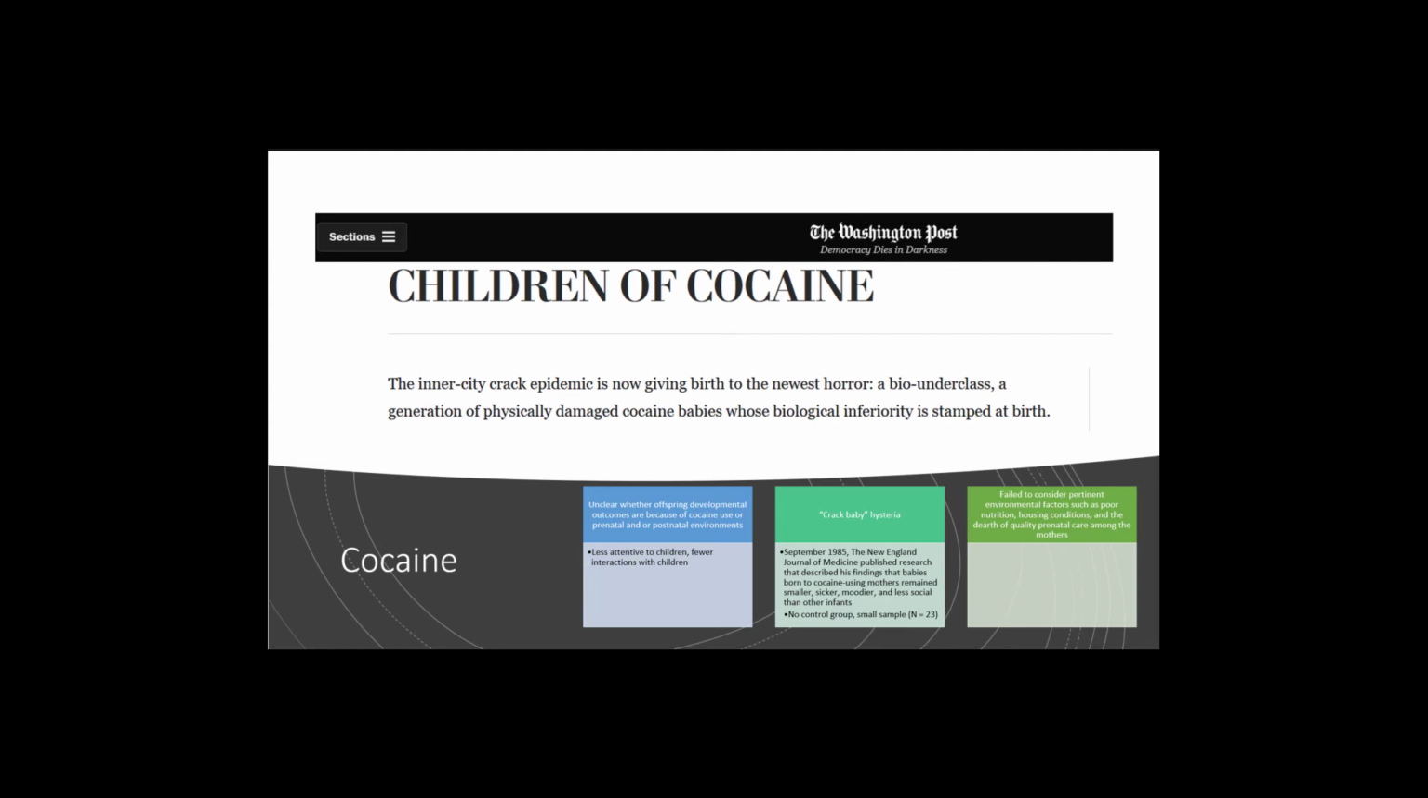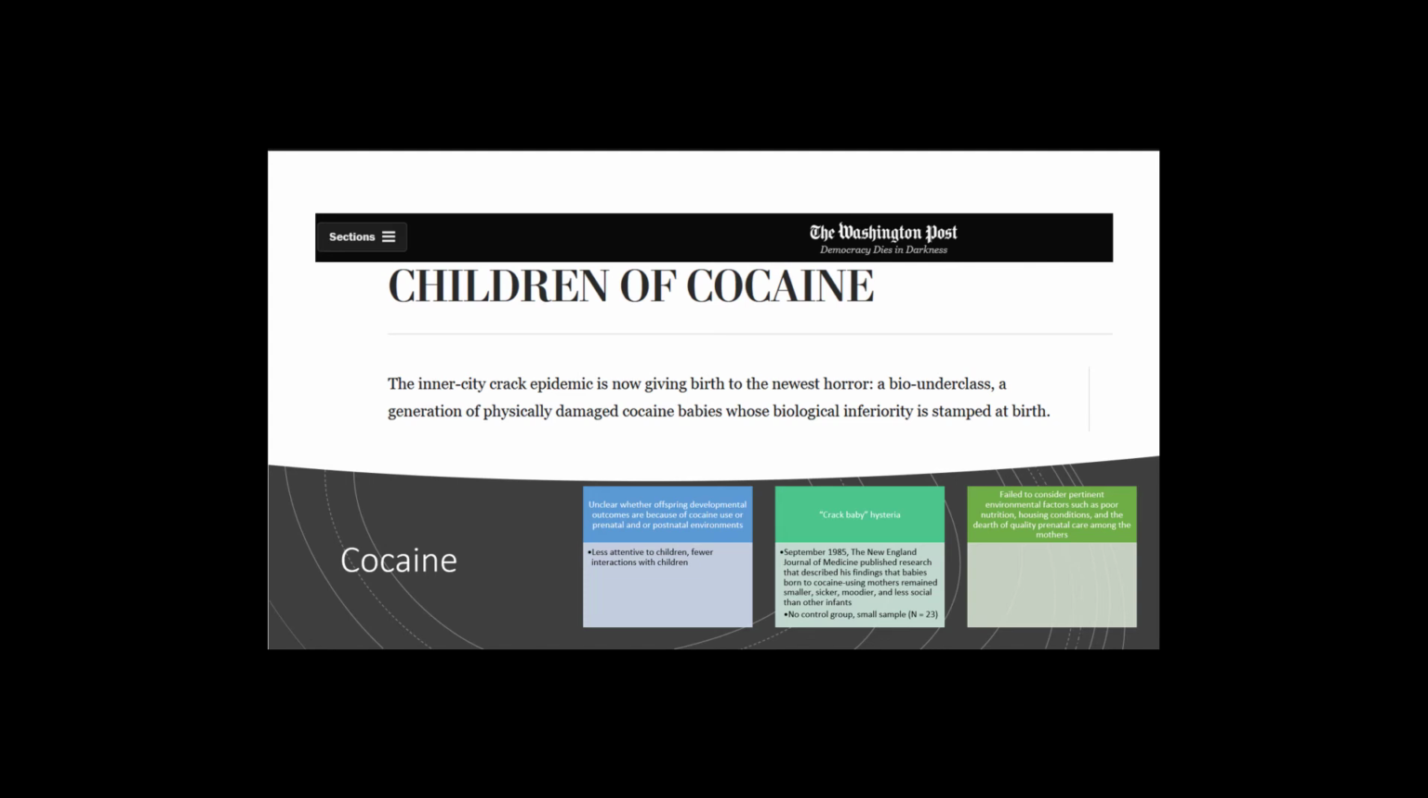It failed to consider pertinent environmental factors such as poor nutrition, housing conditions, and the dearth of quality prenatal care among mothers. We understand that the poorer you are, the more stressed you are, the less prenatal care you get. So is that what's actually driving it, or was it the cocaine use? Was it the housing conditions? Was it lead in paint? I don't know. It wasn't controlled for.